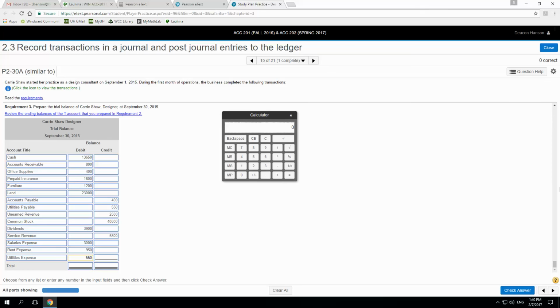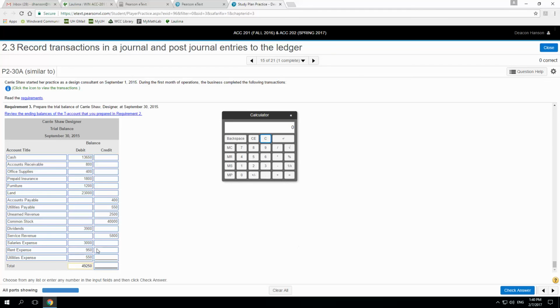I'll start with the debits. So I'm starting with the cash balance, 13,650, 800, 400, 1,800, 1,200, 23,000, 3,900, 3,950, and 550 for utilities expense. I get 49,250. Again, put your cursor there, and then you can click this backwards L-shaped arrow, and that'll drop it right into the box that you put your cursor in.